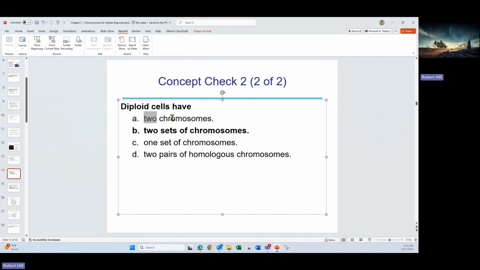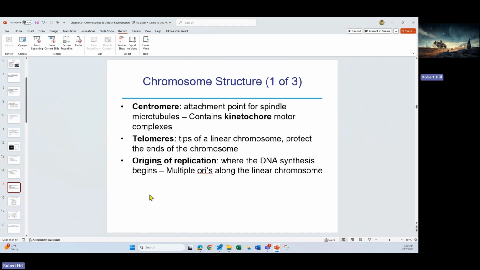It depends on the species. So species determines chromosome number. And just because you have more chromosomes does not mean that you are a higher order species. A potato, for example, has, I don't remember exactly, but I think 90 something chromosomes or something. It doesn't connote intelligence or anything like that. So yeah, 2 sets of chromosomes. Diploid cells. Haploid cells have 1 set. Diploid are 2N, haploid are 1N.